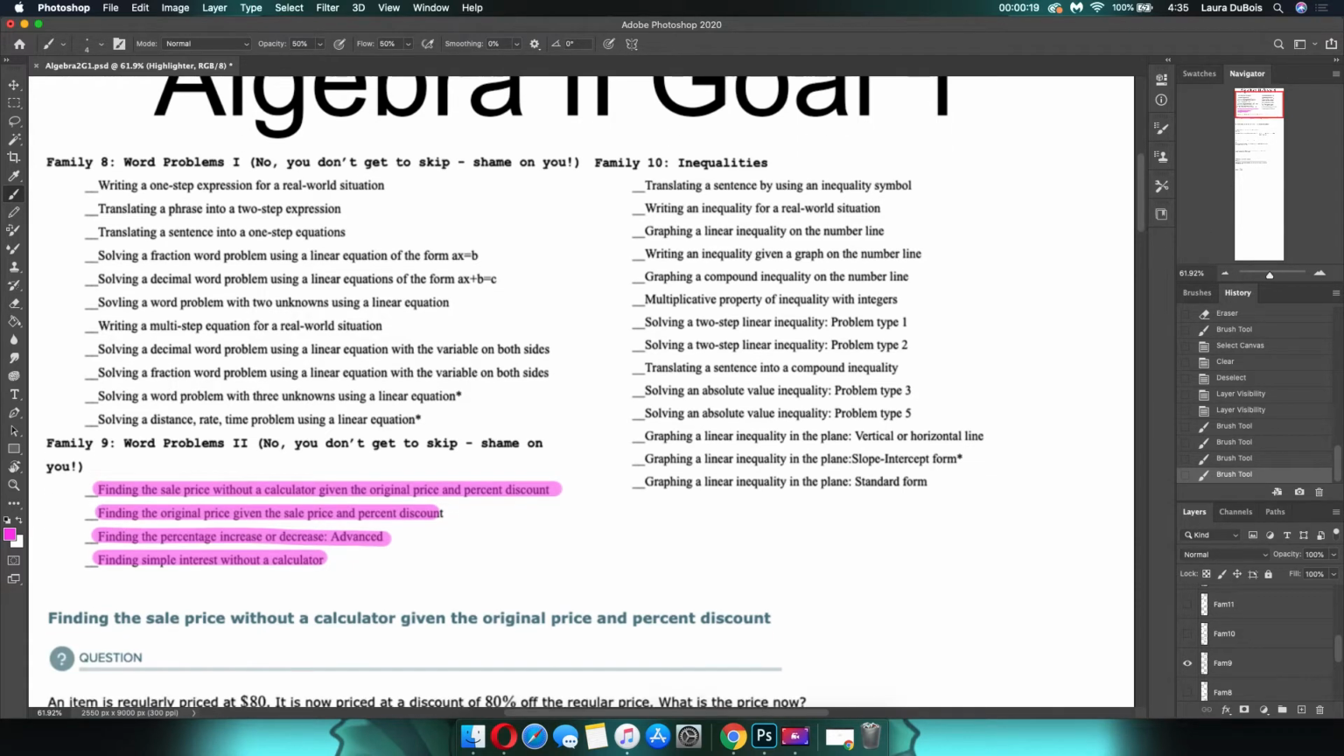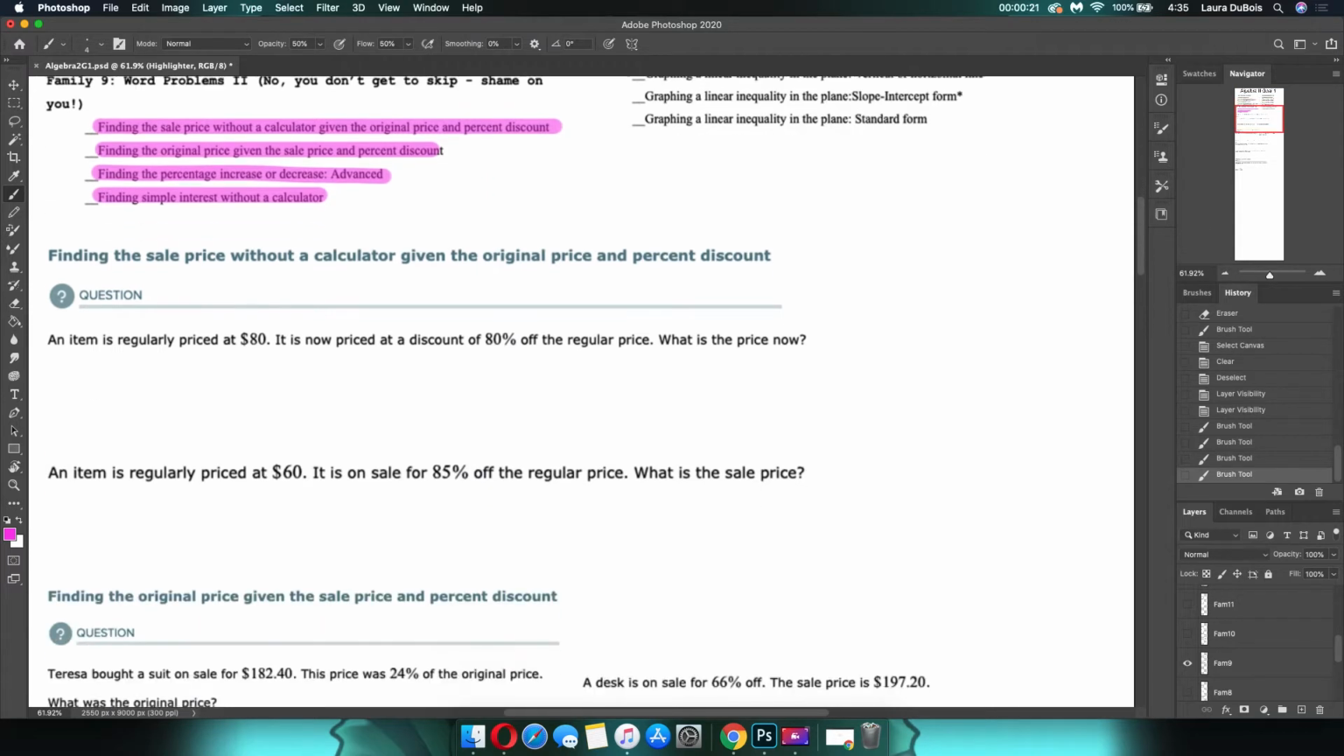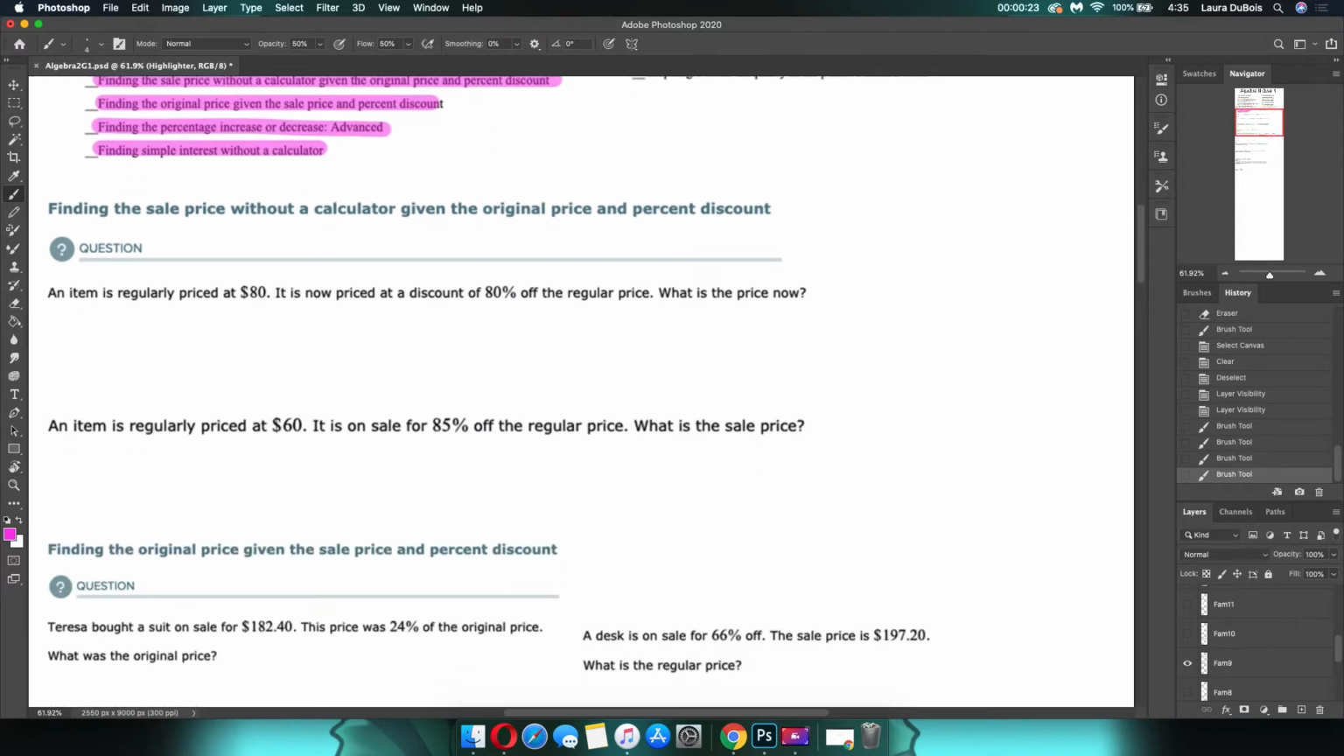So first things first, as I scroll down and get started, we want to talk about what the generic formula is. It's always going to be your original price times your percent in order to get your sale price. That's the same thing that it's going to do every single time without fail. The only question is what number goes where. So for example, regularly priced, so that's your original amount.